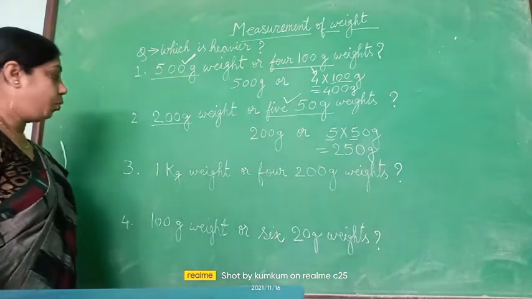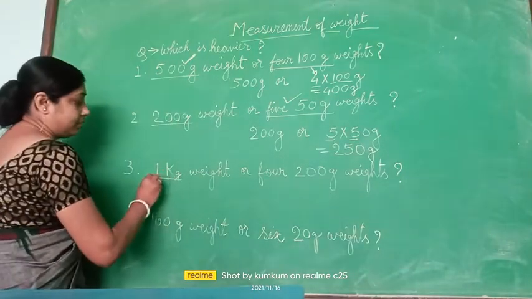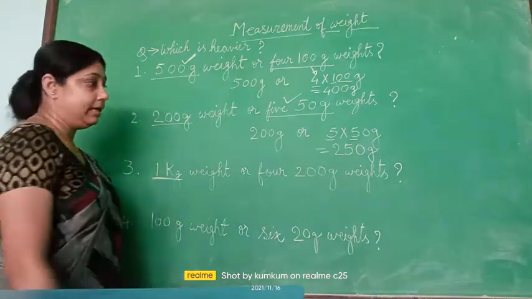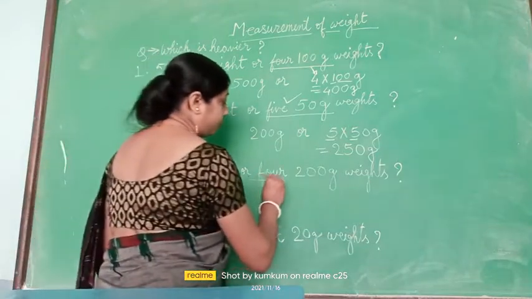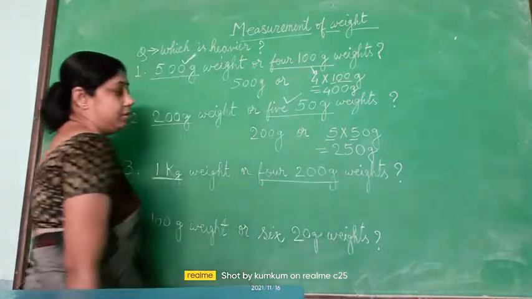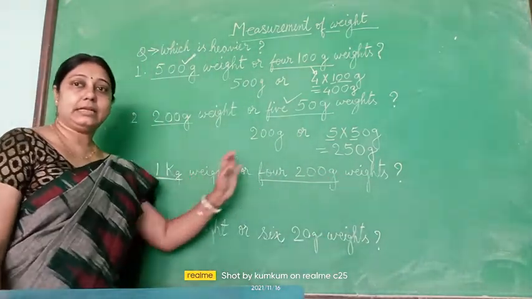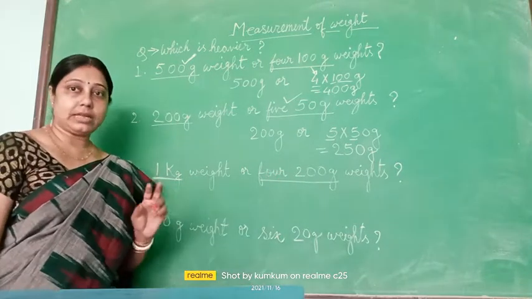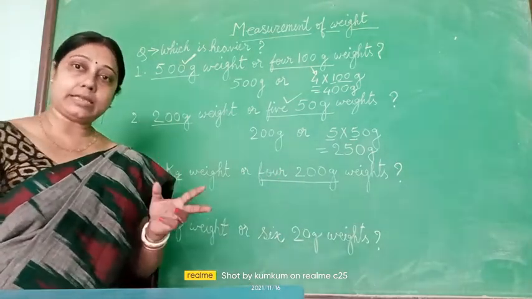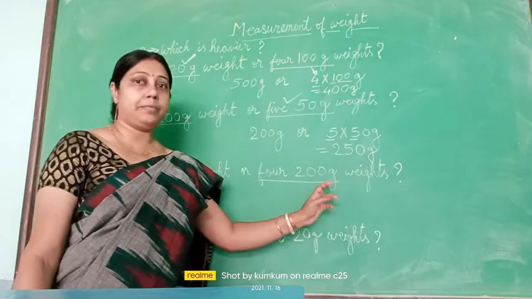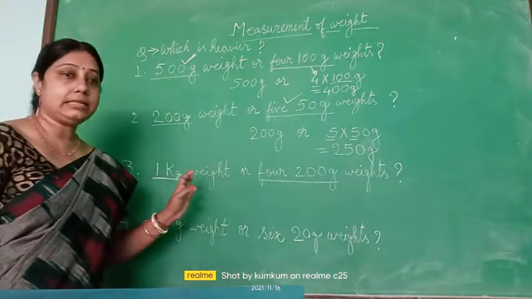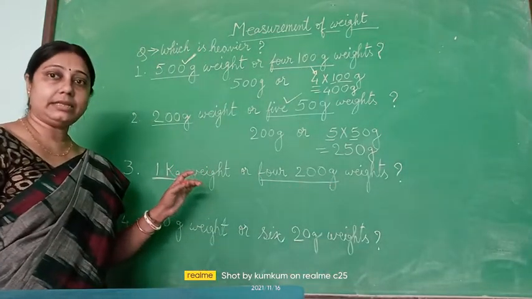Next one, 1 kg. One side I am getting kg and the other side 4 200 gram. So one side is kg, the other side is gram. So first I have to compare and make both the sides same. This side is gram, no problem. The other side is kg. I am changing it into gram.